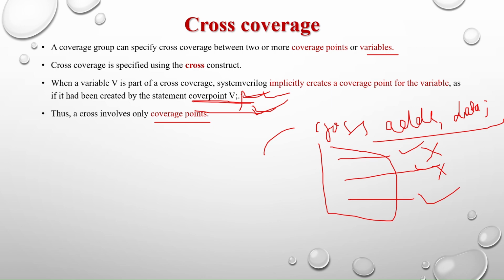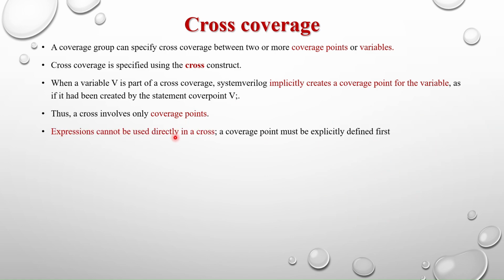Here you can explicitly write the bins, like bins low equals some value, bins high equals some value. These are coverage points, so we always perform cross coverage between coverage points. Expressions cannot be used directly in a cross. A coverage point must be explicitly defined first. That means you cannot directly perform cross coverage between expressions. You cannot write cross a plus b, a minus b. You need to create the coverage point for the expression first, then you can write the cross product between the coverage points.